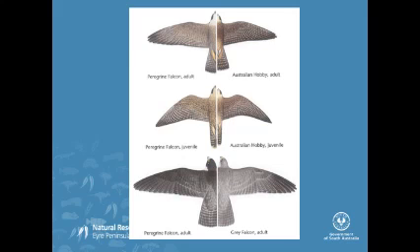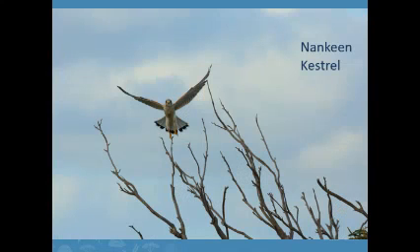Why? Because of the black around the eye and the black on the tip of the tail. Black on the tip of the tail, not so much the eye, because a lot of the falcons have that black in the eye. The black around the tip of the tail is important. The rest of the tail is white, and under the wings is pretty light.